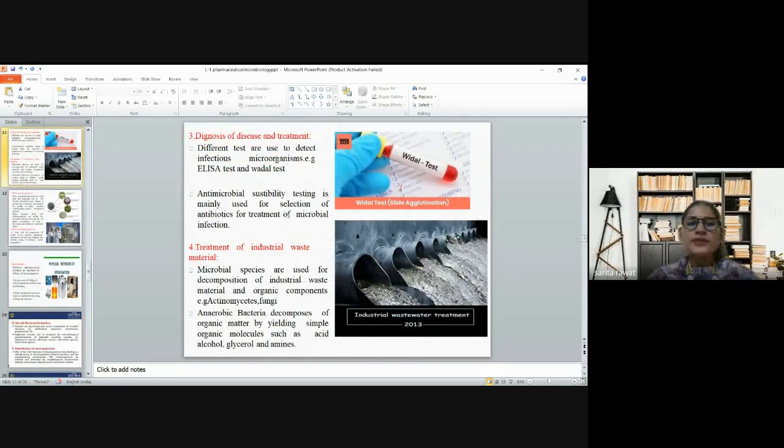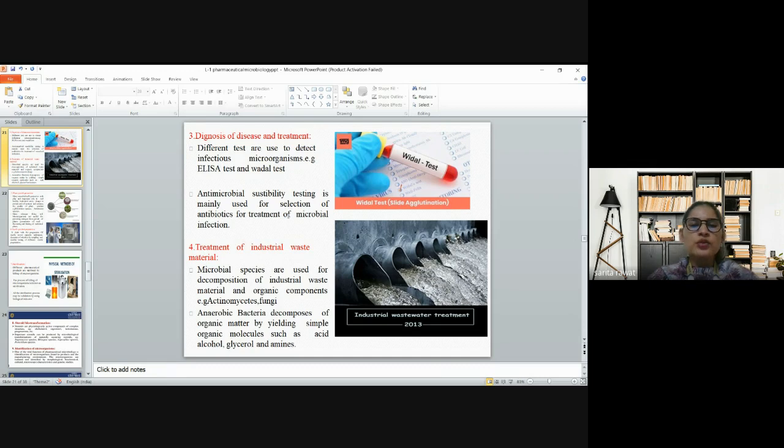So the third use is diagnosis of disease and treatment. Tests are used to detect infectious microorganisms. For example, the ELISA test is used, and the Vidal test is also used to identify the causative agent in a particular disease. The antimicrobial susceptibility test is mainly used for the selection of antibiotics for the treatment of a particular microbial infection in a person.